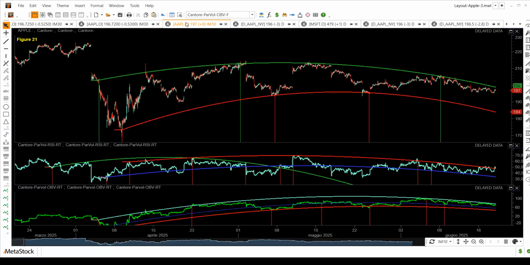Figure 21. What is illustrated in the previous figure regarding the application of graphical algorithmic graphic analysis methods to graphs with 30-minute intraday timeframes can in fact be replicated with any time fraction available on MetaStock. The figure illustrates its application to Apple stock with a 10-minute time frame.